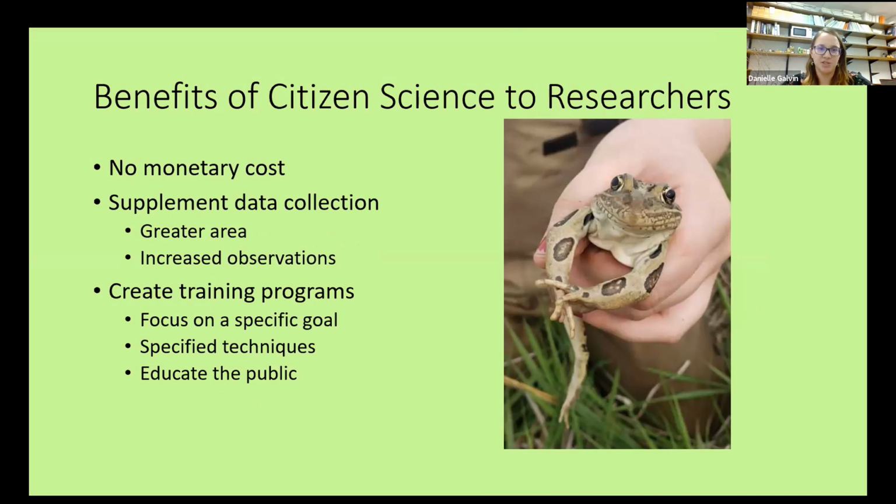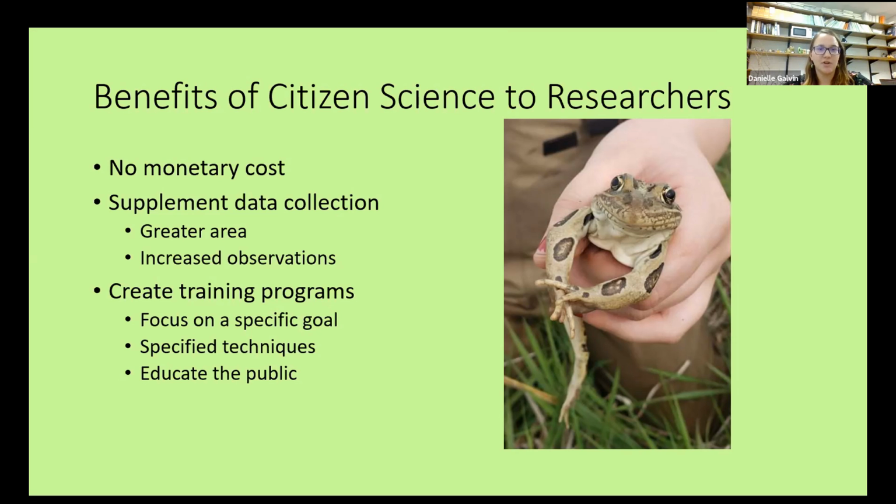In addition to the many benefits for members of the public, there are also quite a few benefits to using citizen science for researchers. One of which is that there's typically little to no monetary cost associated with gathering your data via citizen science. As long as you create a verified account with applications such as iNaturalist or HerpMapper, you will have access to a lot of these different data. You can then utilize these citizen science observations to supplement your own data collection efforts. And by doing so, you can actually cover a much greater area and increase the overall amount of observations that you include in your own data sets.